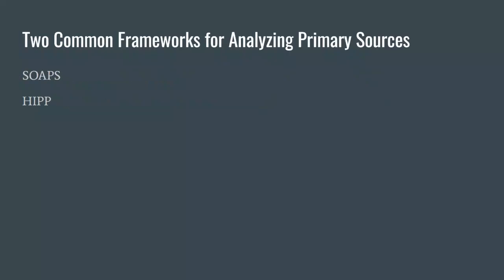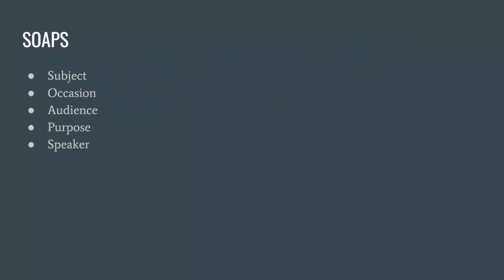So there are two common frameworks for analyzing primary sources that are used in a lot of grade 6 through 12 classrooms. And those are either SOAPS or HIP. SOAPS, which I will be completely upfront, is the one I prefer. So again, this is a framework. This is to get you started with analyzing a primary source.